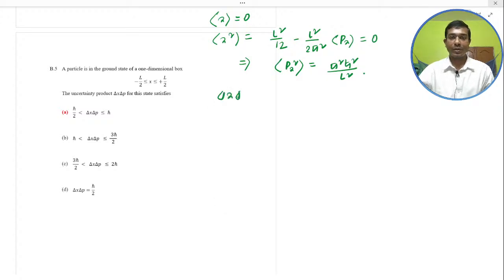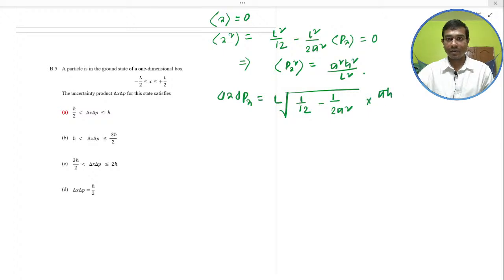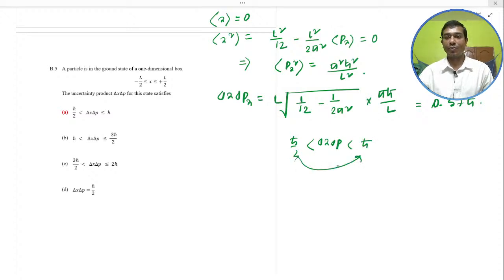Now the del x del px is equal to L square root of 1 by 12 minus 1 by twice pi square, into h cross by L. This would become 0.57 h cross. 0.57 h cross means the del x del p is within the range h cross by 2 and h cross. Option A would be the correct answer.